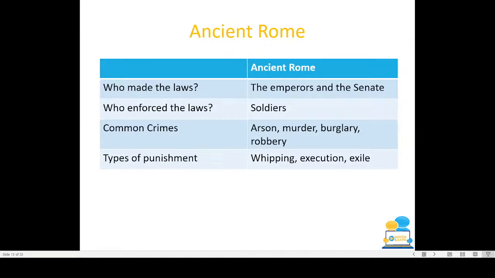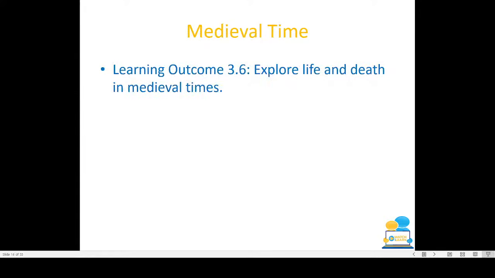So we'll move on, and we will have a look at medieval times now. Same again as when we looked at ancient Rome, we're looking at patterns of change. This is mostly focusing on learning outcome 3.14, but medieval times also covers learning outcome 3.6, which is to explore life and death in medieval times.